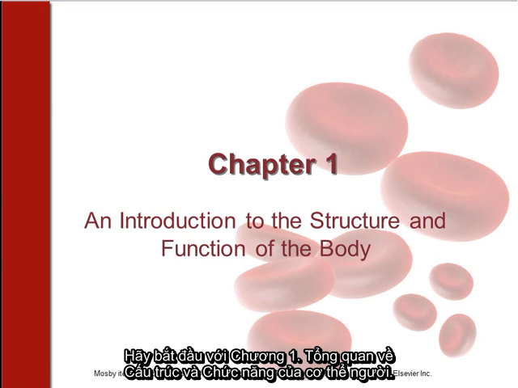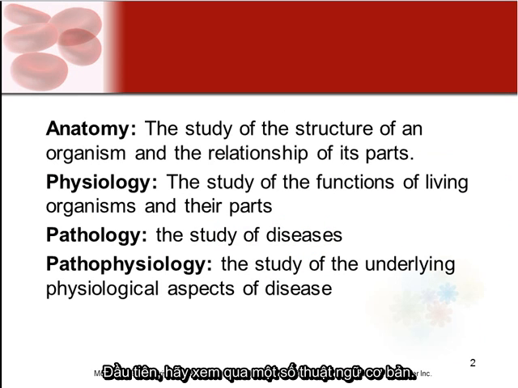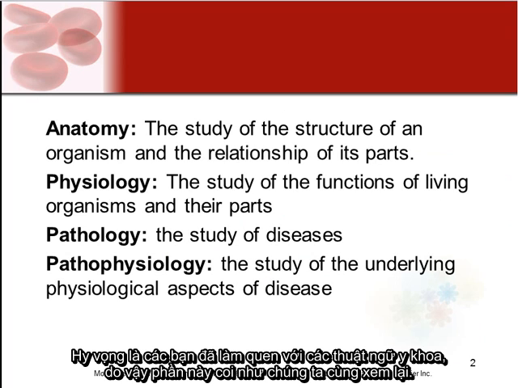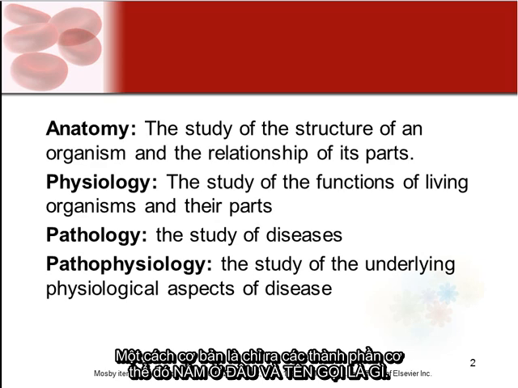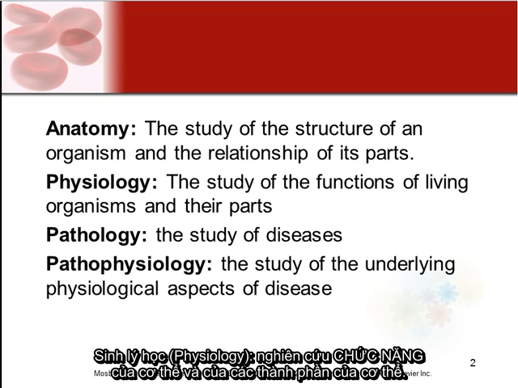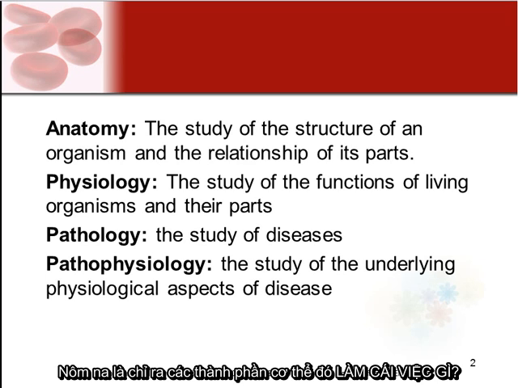So let's get started with Chapter 1, an introduction to the structure and function of the human body. So first, let's just start off with some basic terminology review. Now, hopefully everyone has taken medical terminology, and so this really is just all review. But anatomy. Anatomy is the study of the structure of an organism and the relationship of its parts. Basically, what that means is just where is it and what is it called. Physiology, on the other hand, is the study of the function of a living organism and its parts. So that's more the what does it do.